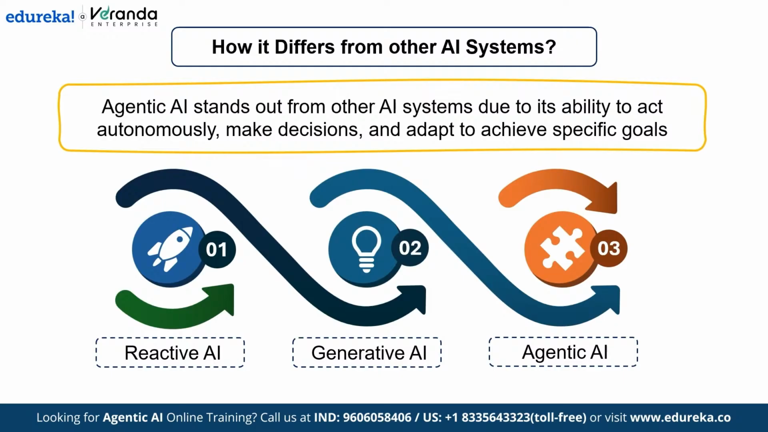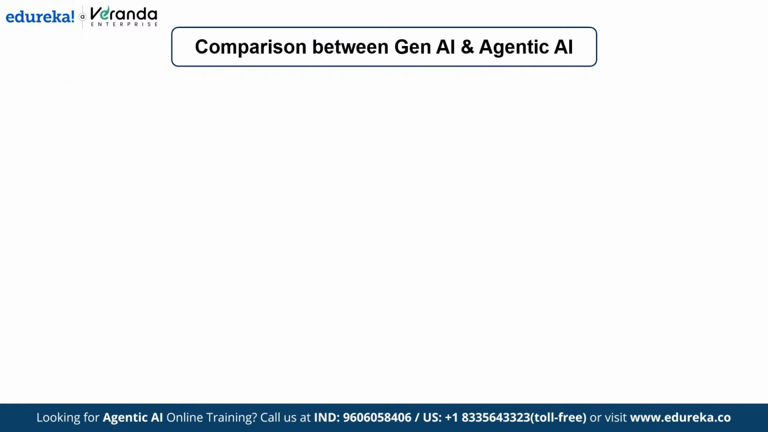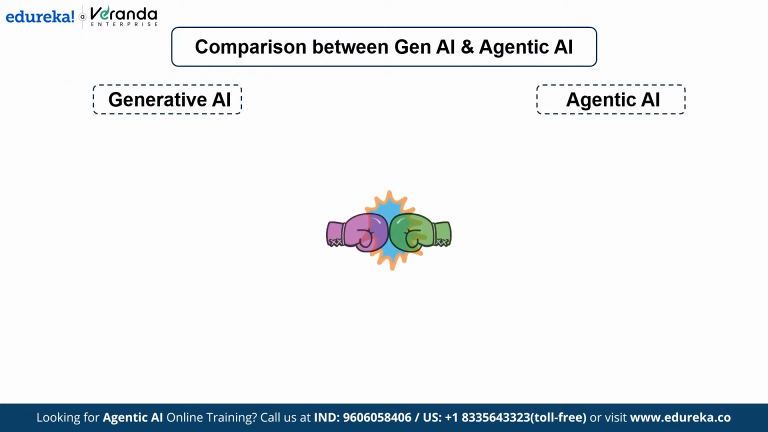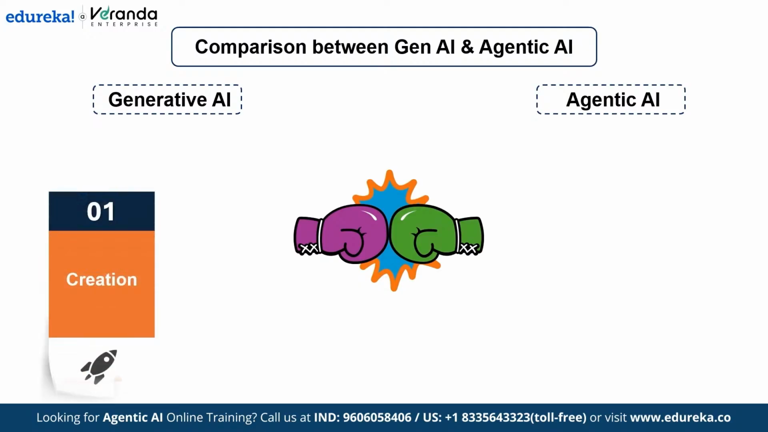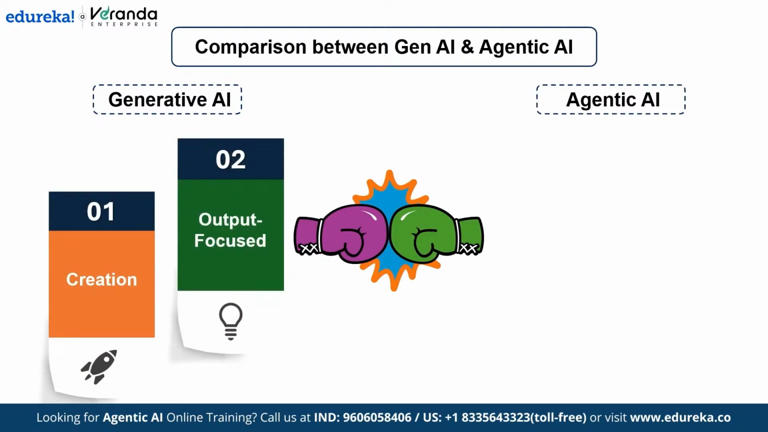Now, since we know a bit of the differences, let us see the comparison between generative AI and agentic AI. Generative AI and agentic AI differ in several key aspects that define their functionality and applications. Generative AI is primarily focused on creation, excelling in output-focused tasks such as generating text, images, or other forms of content. Its adaptability is limited as it relies heavily on prompts for guidance and lacks the ability to operate independently.